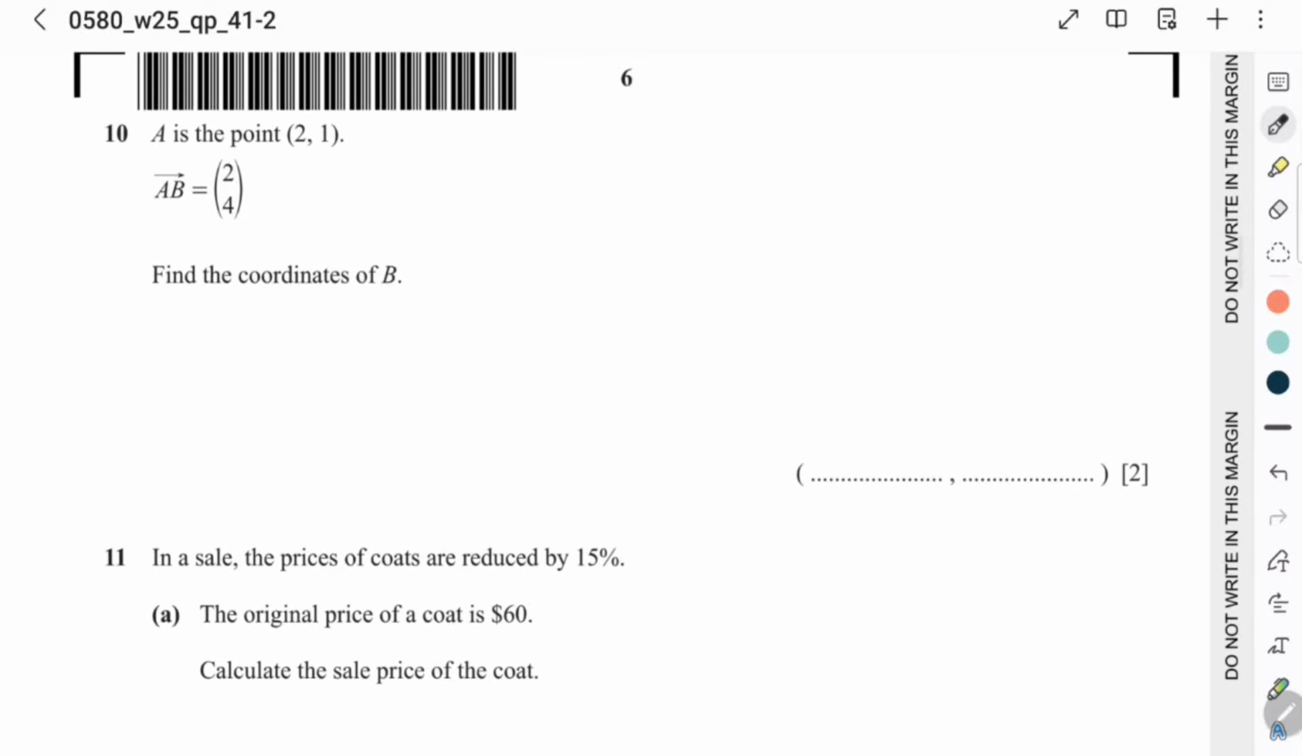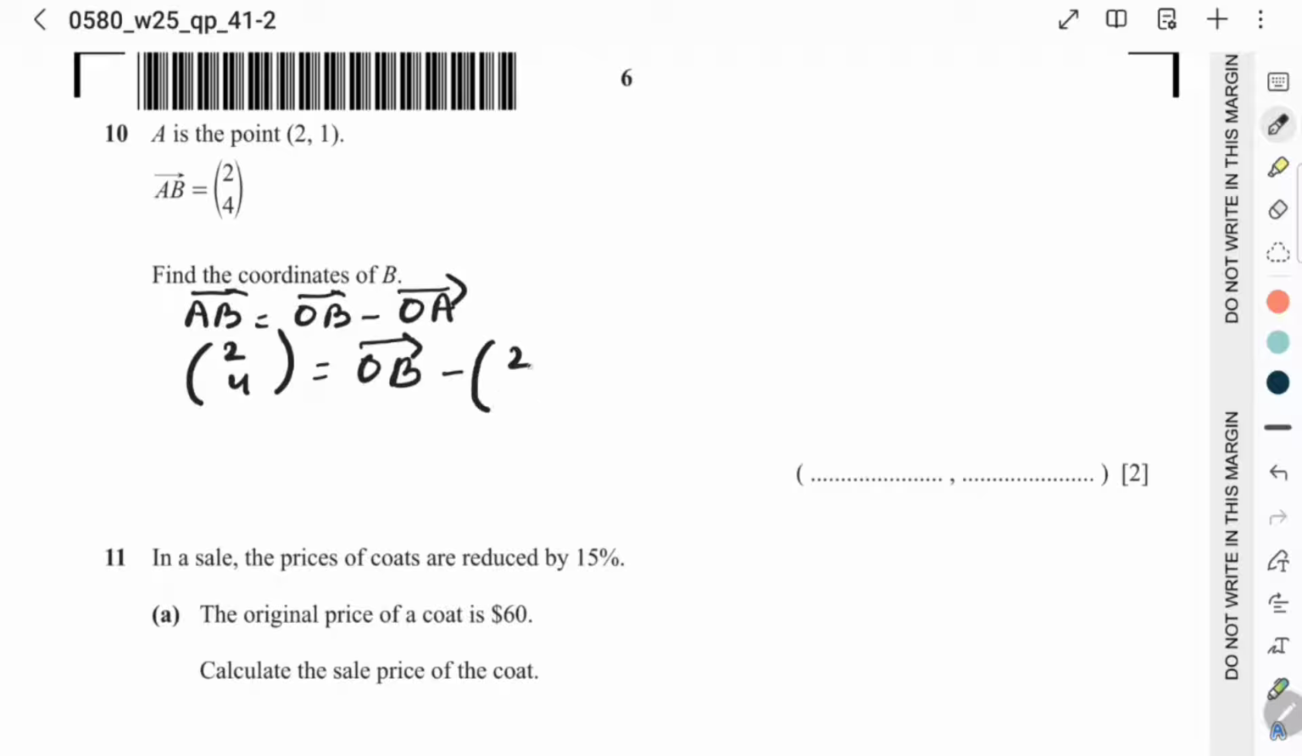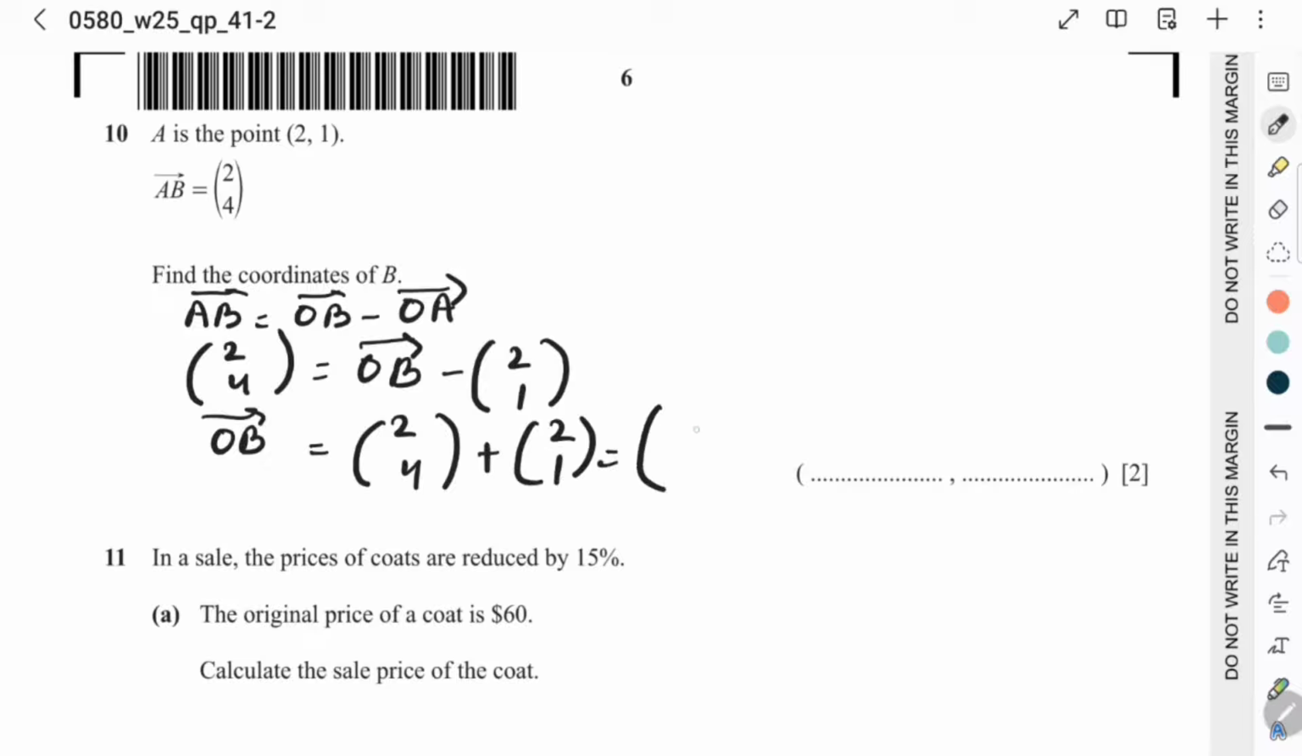Alright, so question number 10. It's a vector question, an easy question. A is the point (2, 1), AB is (2, 4). Find the coordinates of B. Remember the position vector: AB is equal to OB minus OA. So it's (2, 4) and OB is the required one. OA you can write as (2, 1). OB is equal to (2, 4) and (2, 1) added together, that is equal to (4, 5). 2 plus 2 is 4 and 4 plus 1 is 5. So 4 and 5 are the coordinates of B.